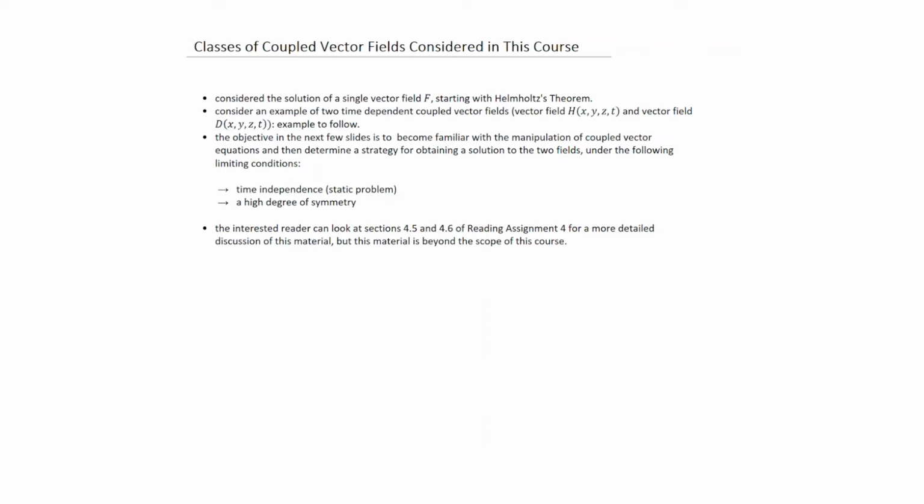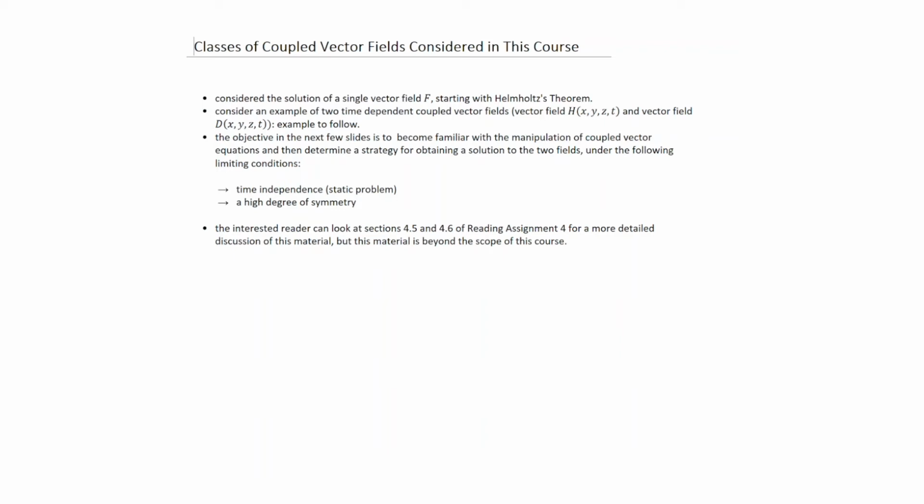In other words, we can determine what the vector field F is as long as we understand the properties occurring at the boundary. Now we're going to look at a case where we have two time-dependent coupled vector fields. One vector field we're going to call H, a function of position x, y, z, and a function of t. Another vector field we'll call D, also a function of x, y, z, and t. The example is coming. I'm just telling you this is another possibility.